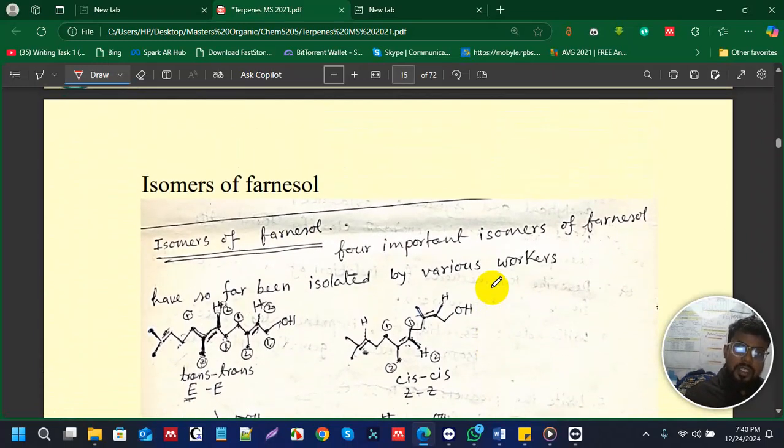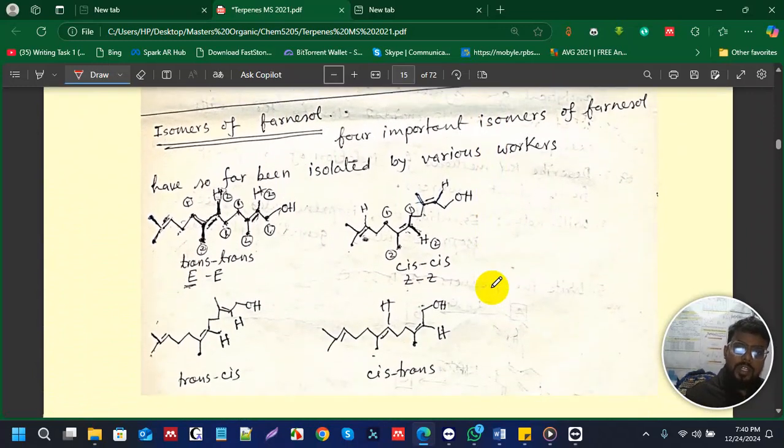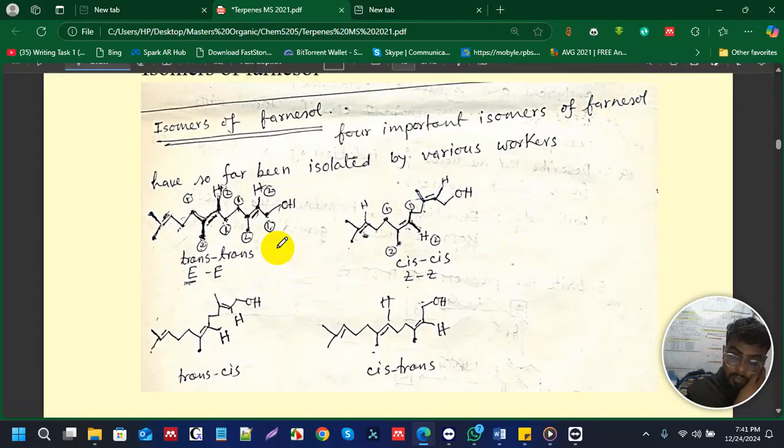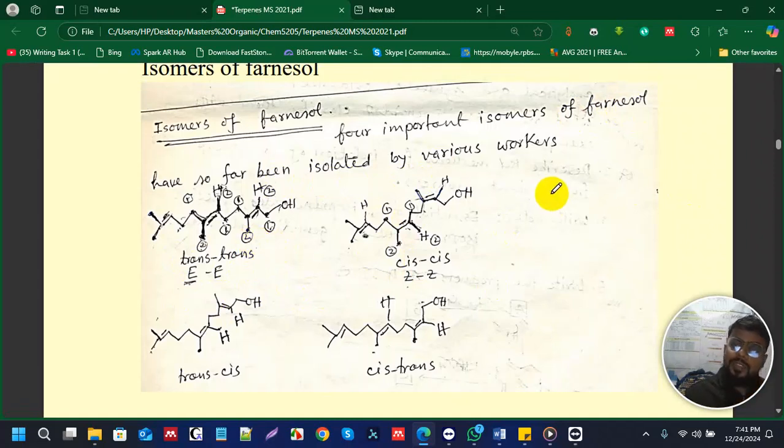If you'd like to give the isomers of farnesol, four important isomers of farnesol have so far been isolated by various workers: trans-trans, cis-cis, cis-trans, and trans-cis. How can you explain this is a trans? To identify cis-trans isomers, you have to check the CH2 position. When the CH2 groups are in the across position, then we can say that it's the trans.